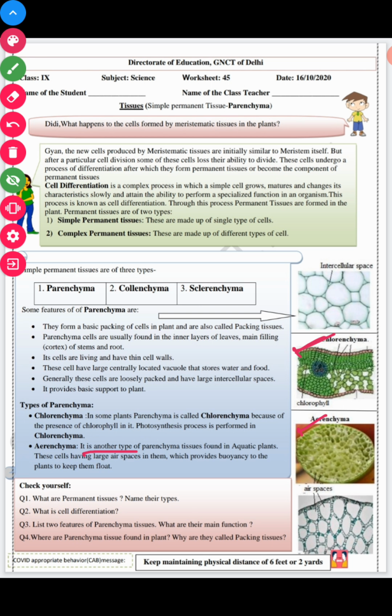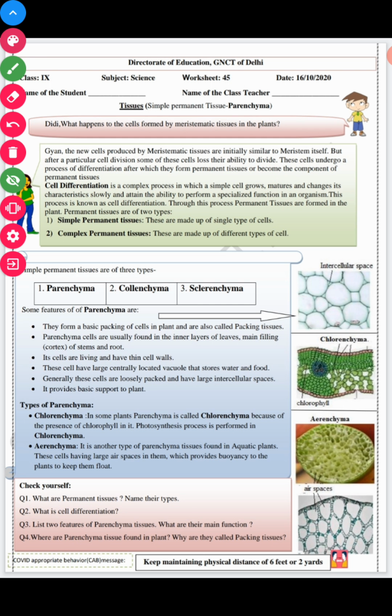So it's another type of parenchyma tissue found in aquatic plants, and these cells have large air spaces in them which provide buoyancy. Buoyancy means it floats on the surface of water because of the presence of air spaces in them. Okay, to the plant, to keep them afloat. See, these air spaces are there in between the parenchyma, right? So this is all about your today's worksheet.